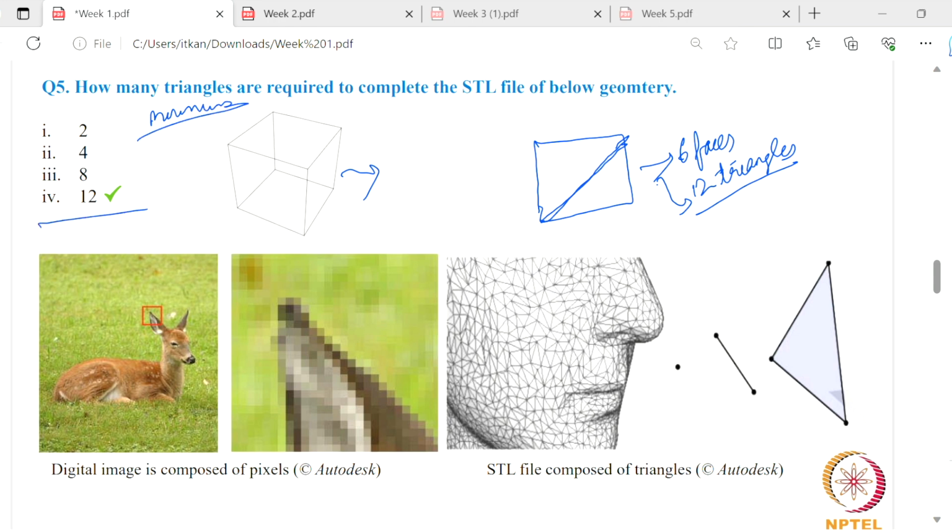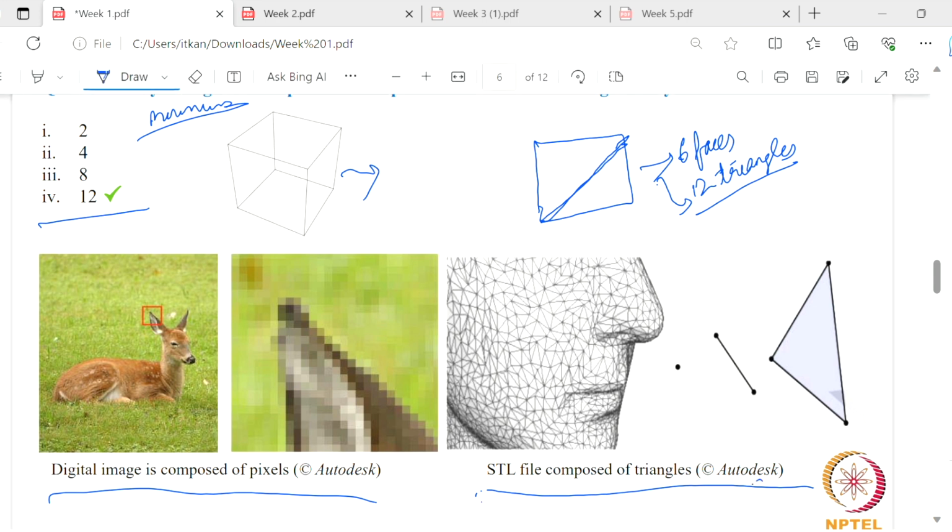So 12 is the correct answer. Below we can see this picture of how the pixels and triangles are. Now, a digital image is composed of pixels and an STL file is composed of triangles. The more the number of pixels, the better the resolution. Similarly here, the more the number of triangles, the better the resolution.